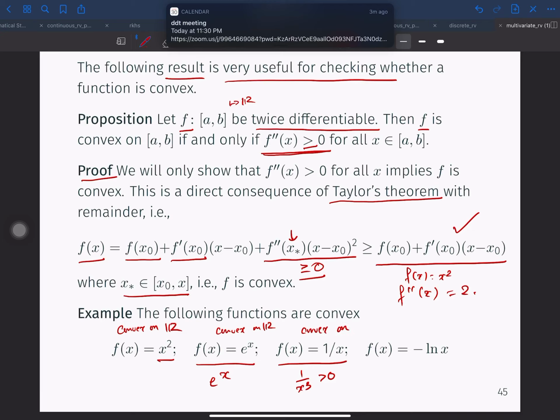This function is convex on the positive numbers. Similarly, with 1 over x, minus 1 over x squared, and 1 over x cubed, this function is convex on the positive numbers. And this function is convex on the positive numbers also.